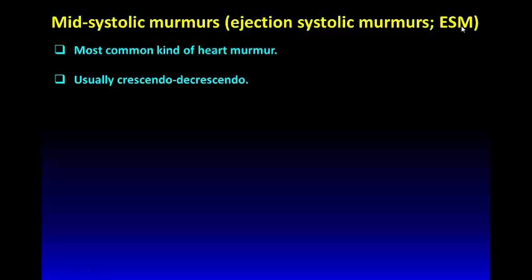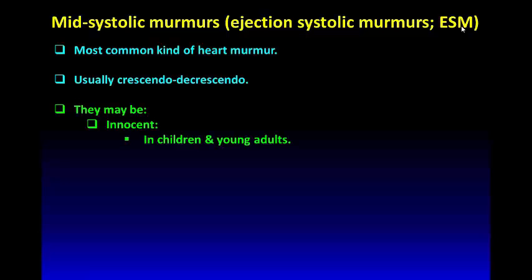So we shall now describe the mid-systolic murmurs, which are also known as the ejection systolic murmurs, ESM. These ejection systolic murmurs, the mid-systolic murmurs, are the most common kind of heart murmurs, and they usually have a crescendo-decrescendo profile. The crescendo-decrescendo profile, with increasing loudness, and the loudness immediately decreases.